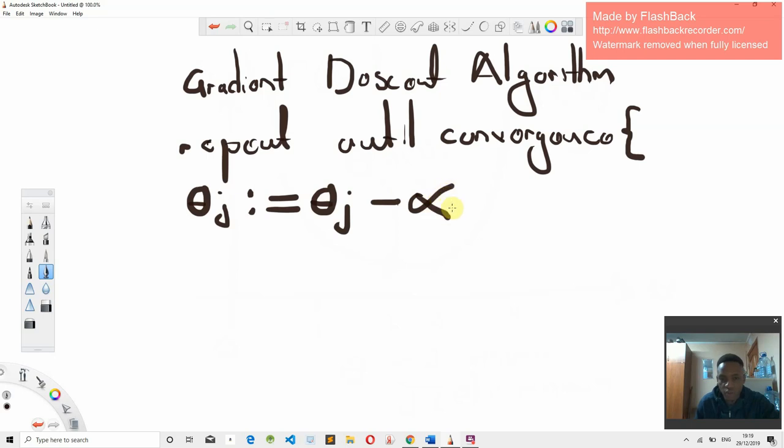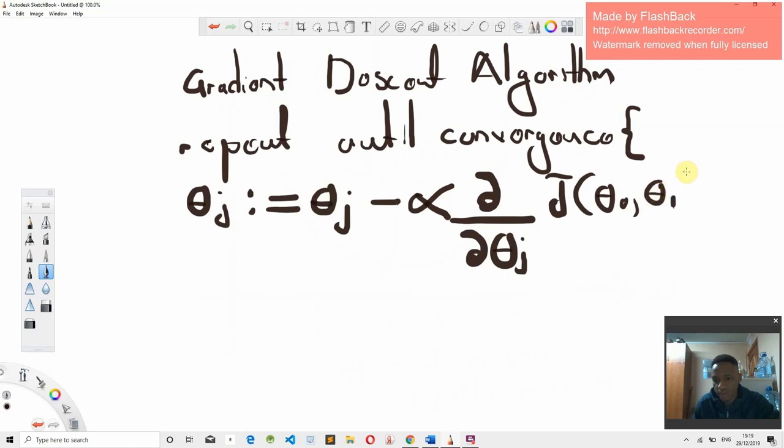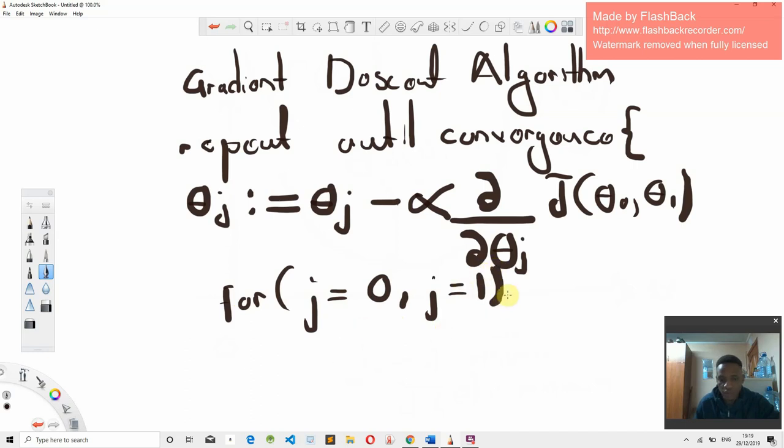Now this is the learning rate, which I'll also talk about. Then the partial derivative d over d theta j of J of theta 0, theta 1. In this case, j takes a value of 0 or a value of 1. What this statement tells us is that we keep on changing the value of theta until we reach convergence, or until we reach the minimum value of J theta, or until we find the parameters theta 0 or theta 1 where the function J theta 0, theta 1 is minimum.